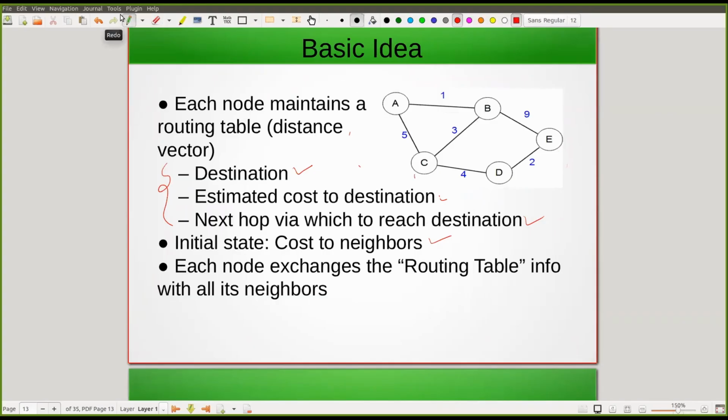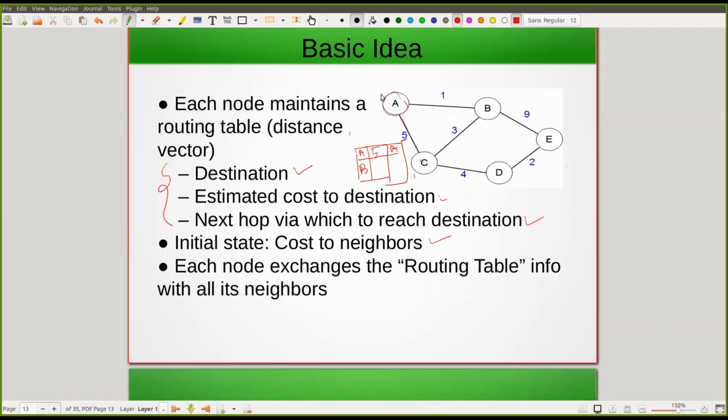At node C, let's say node C is at this moment maintaining a distance vector with information: what is the cost of going to A, what is the cost of going to B. Cost of going to A from C is 5. And via whom? Via A. If C wants to send a packet to A, the cost of going to it is 5 and via A.